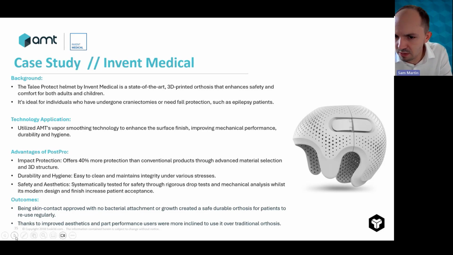That was really useful for them. And then one last thing about Invent Medical: because the use is in contact with young children, they wanted to ensure the parts were safe and could still be used after vapor smoothing. They didn't want any traces of solvent. They wanted it to be as printed, with no concerns with regard to patient safety. And that nicely leads us on to the next slide.